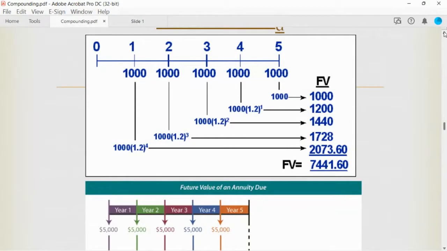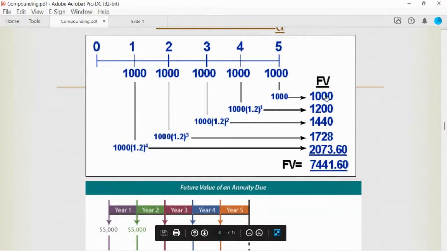Because at the end of year 5, you will take out all of this. And the question is, what's going to be the future value of all of these deposits? And we know it will be the sum of all of them, right? You add them all up, and it's going to come to 7,441.